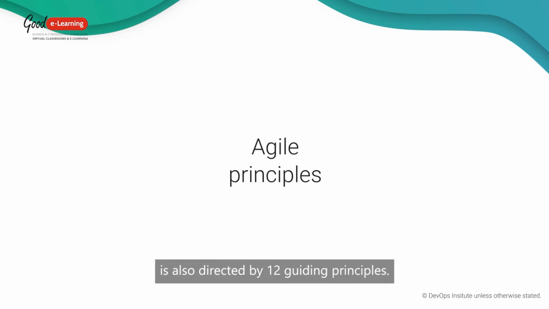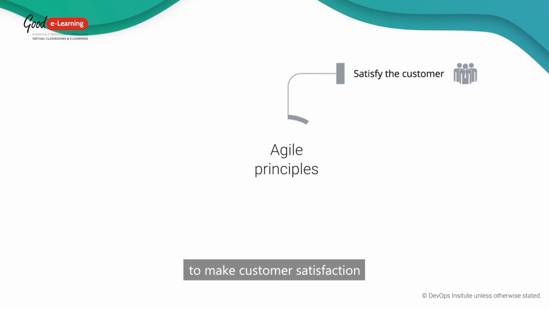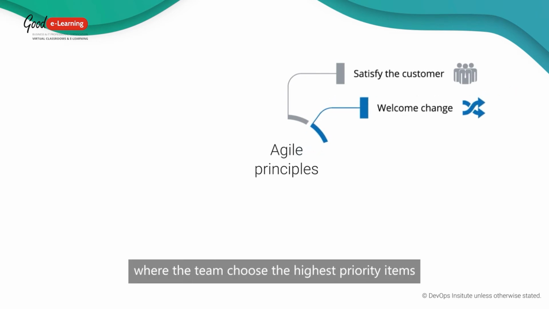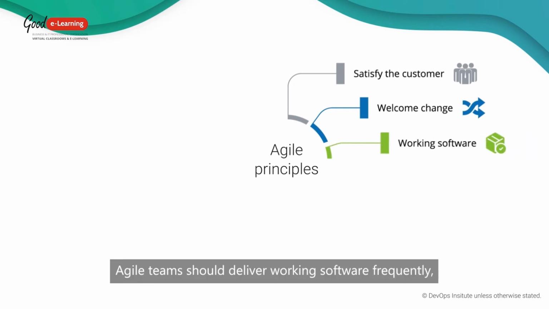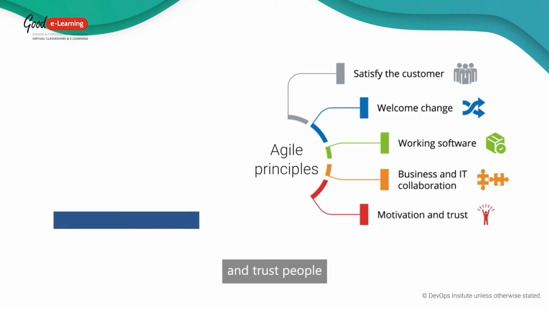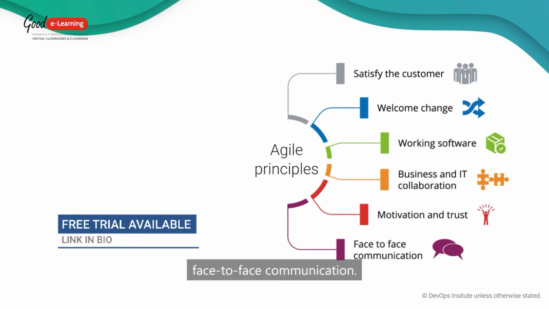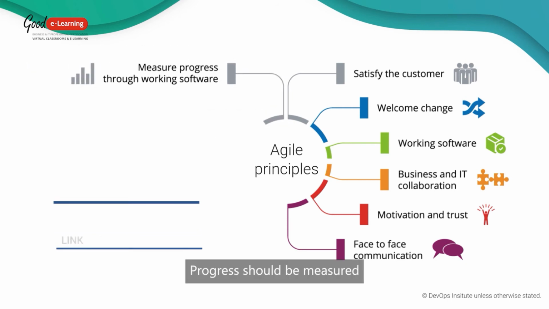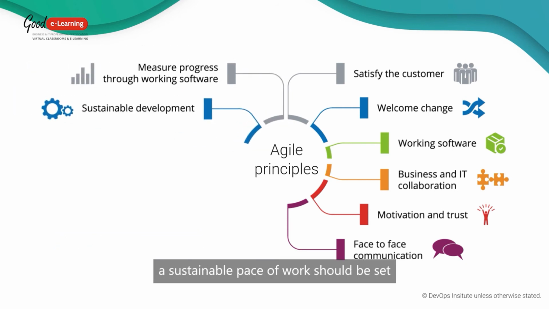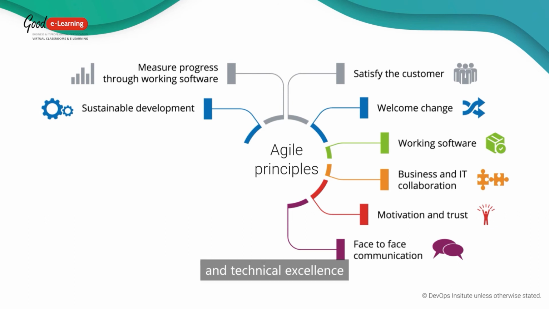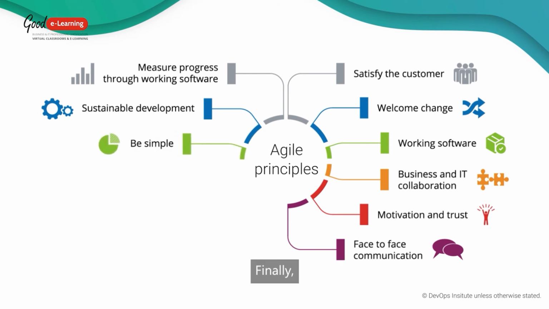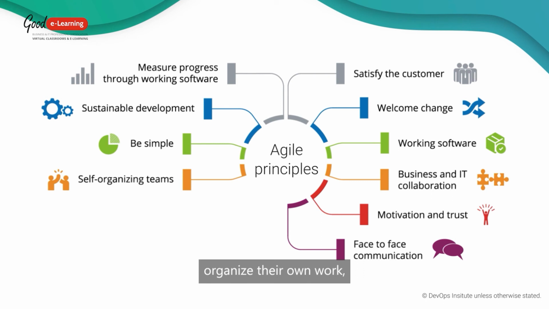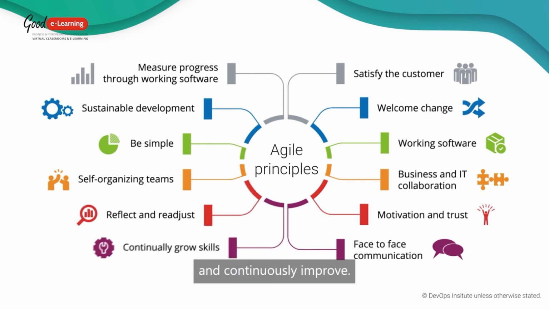Agile development is also directed by 12 guiding principles. These encourage Agile teams to make customer satisfaction their highest priority and embrace change, even late in development. Agile teams should deliver working software frequently, work together with the business, motivate and trust people, and prioritize face-to-face communication. Progress should be measured through the delivery of working software. A sustainable pace of work should be set, and technical excellence and good design should be prioritized. Finally, Agile teams try to keep processes as simple as possible, organize their own work, reflect and readjust their behavior, and continuously improve.